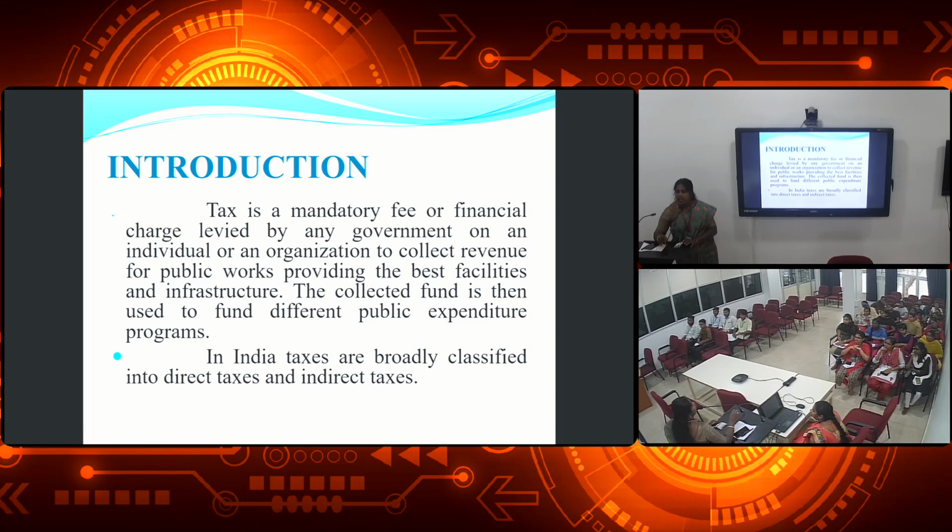Tax is a compulsory payment. Okay, compulsory payment done by an individual or a group of organizations. They have to pay it compulsorily. It is a mandatory thing. Okay, so it is a fee charged or collected by the government. The government is going to collect some fee from the public.